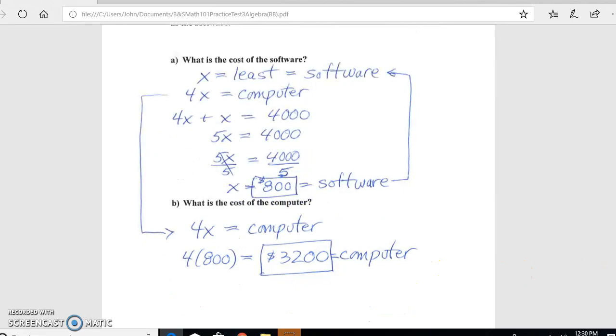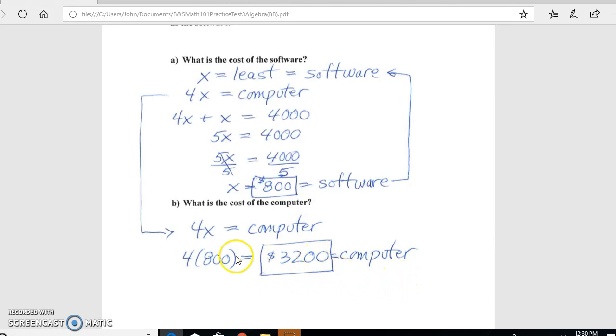But now for letter B, I want to solve for the cost of the computer. And the cost of the computer we said is 4X. So that's what we're going to use down here. 4X is the cost of the computer. And we found from letter A that the X is 800. So 4 times 800 gives me 3,200, and that's the cost of the computer.